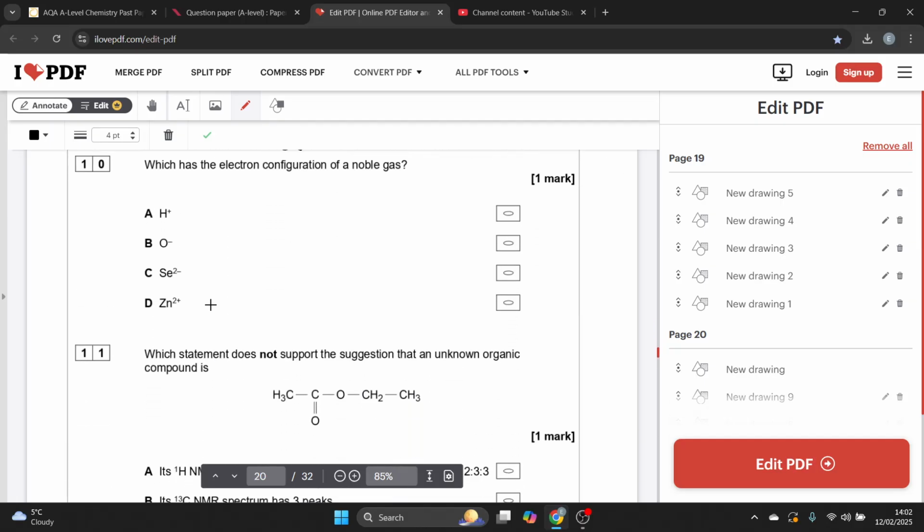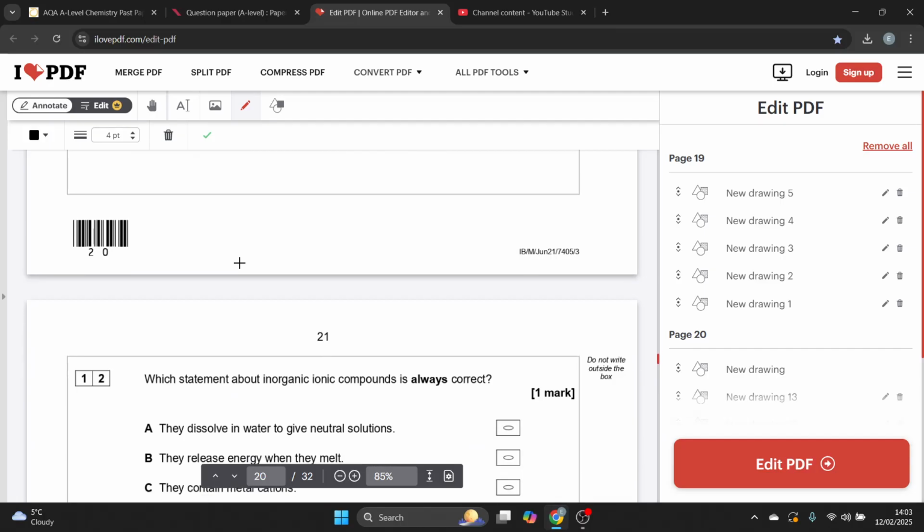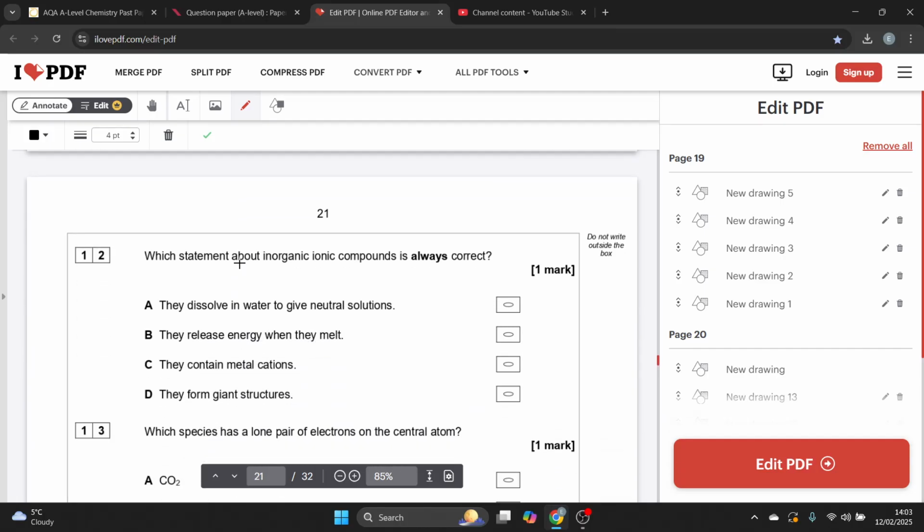Question 10, which has the electron configuration of a noble gas. It's going to be Se2 minus. Yeah, definitely Se2 minus. Se2 minus has the electron configuration of a noble gas in this case. Question 11. I can't go through this, I'm going through the infrared spectrum and all of that. But the answer is A. No, sorry, the answer is B. 3 peaks. Which statement about inorganic ionic compounds is always correct?